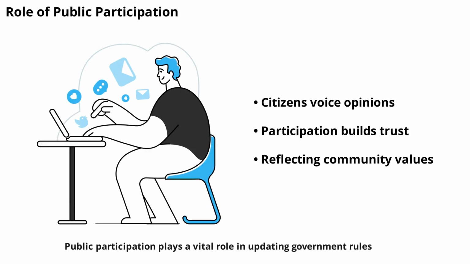Public participation plays a vital role in updating government rules. Citizens can voice their opinions through consultations, petitions, or public hearings. Engaged citizens help ensure that rules reflect the values and needs of the community. Governments often encourage participation to build trust and legitimacy in the rulemaking process.